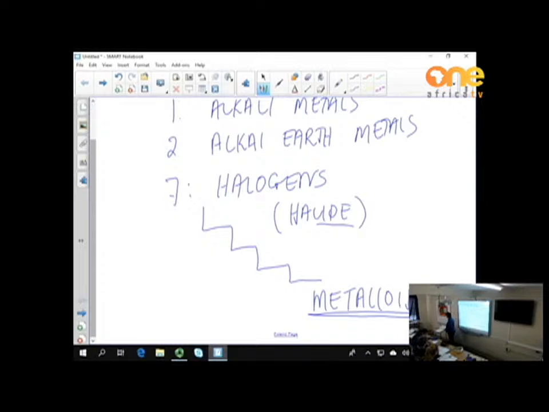Mostly the group 1 and 2 metals, when they form salts, those salts are usually soluble in water. All right. And we find that the reactivity of the group 1 metals increases from top to bottom. Group 2 also increases from top to bottom. So the lower ones are more reactive, yes.